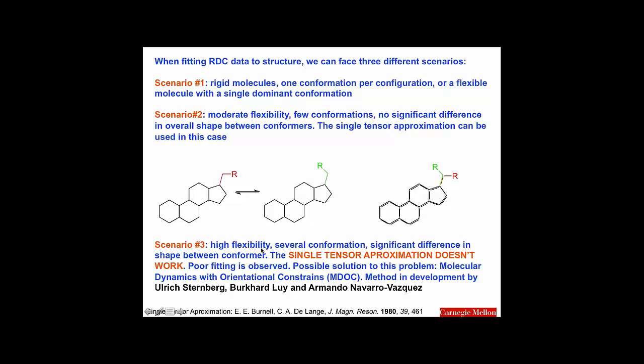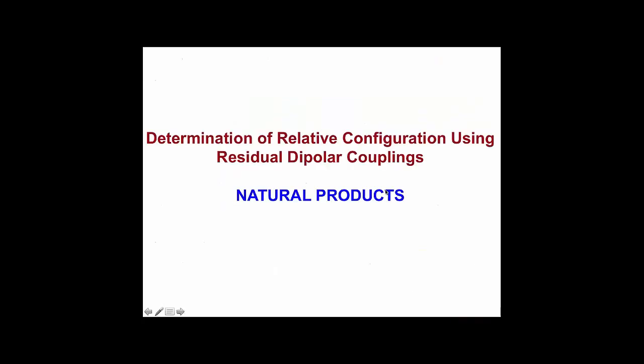But when you have high flexibility, several conformations, and significant difference in shape between conformers, the single tensor approximation doesn't work. Poor fitting is observed. As a possible solution to this problem, I know that Armando, Burkhard-Louis, and Ulrich Stemmer are working on molecular dynamics with orientational constraints. Other options: I think that Armando is working on a project, and that he's going to present at the ENC a work on using maximum entropy and multi-tensor fitting. And now let's go see some examples.